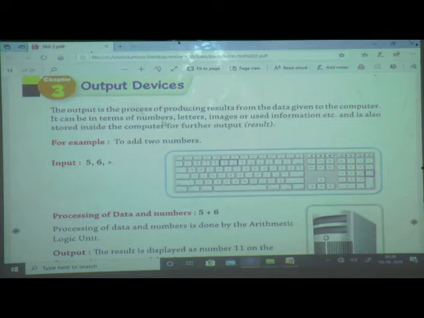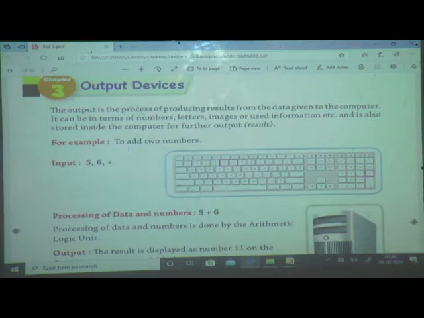If you want to do addition, and you give input 5 plus 6, then we get output 11, in the form of number. If you give input letters, then we will get output letters. If you give image, then we will get image. Output in the form of number, letter, images or used information, and it is also stored inside the computer for further output or result, right?